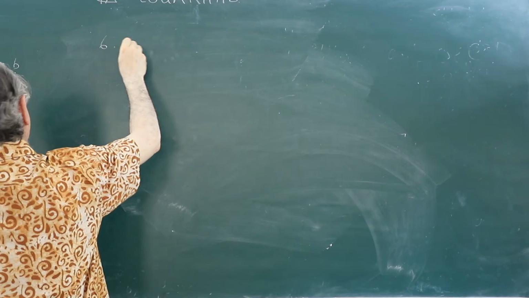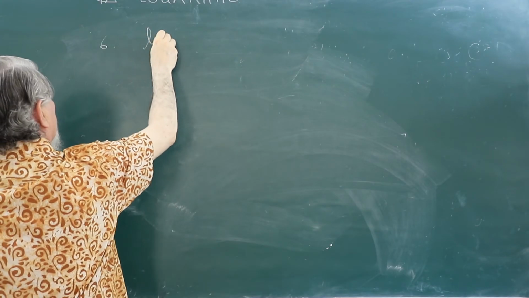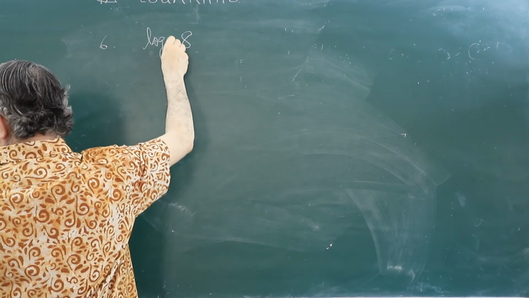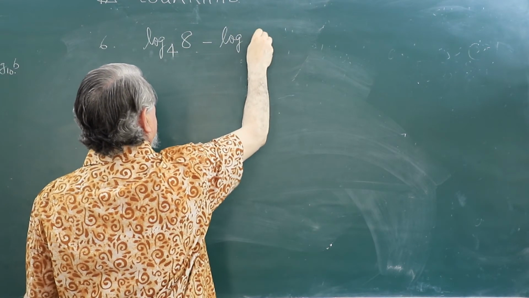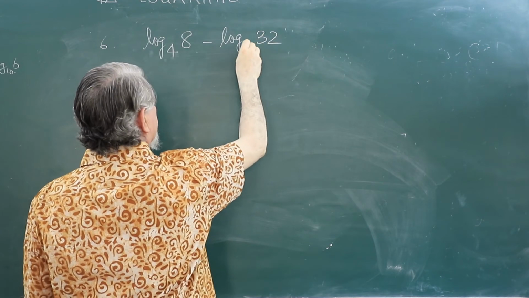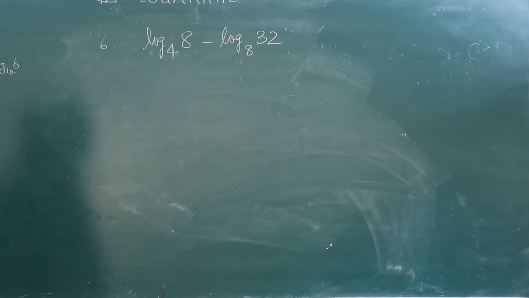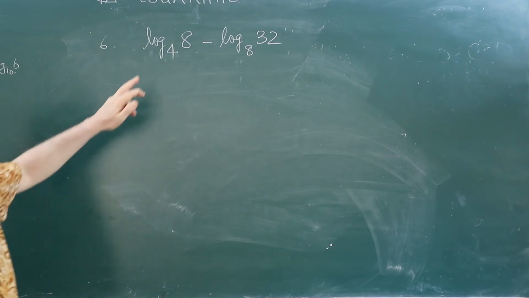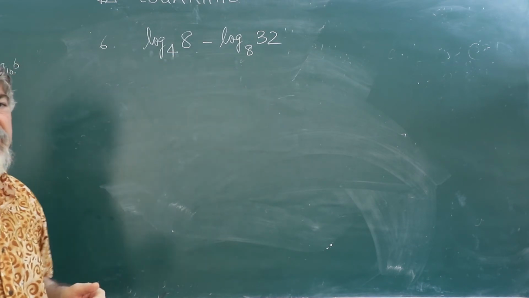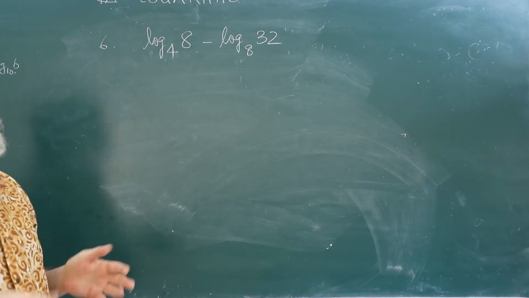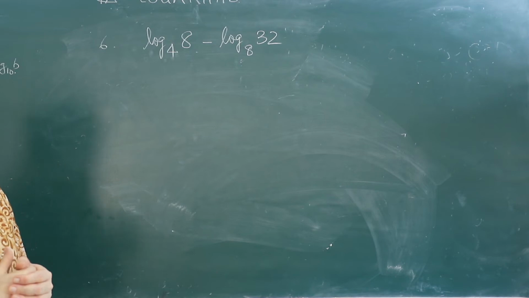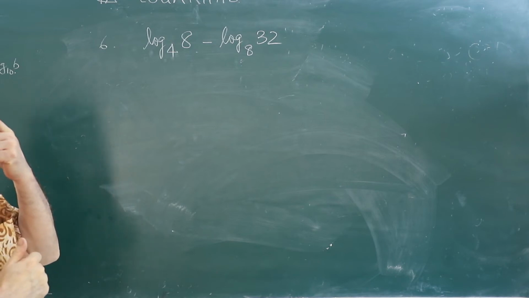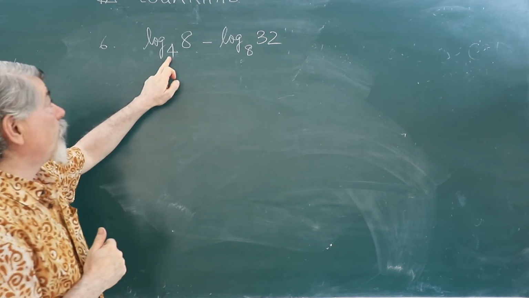Sixth one. In this we have log 8 to the base 4 minus log 32 to the base 8. Now the bases are different. So first of all, we will have to change the bases to the same. Now the bases can be changed to like 4.